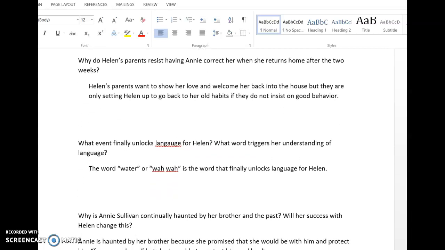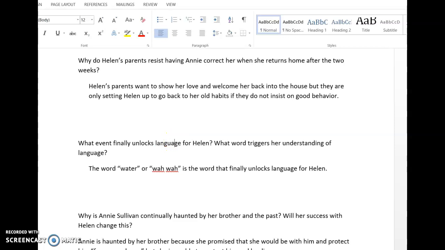Okay, why do Helen's parents resist having Annie correct her when she returns home after 2 weeks? Helen's parents want to show her love and welcome her back into the house, but they really don't want to enforce the behavior that Annie's been teaching her for the past couple of weeks. So Annie's concerned, the parents are not too concerned, but Annie's concerned that she's just going to relapse into her old ways of eating off of people's plates and not having very good table manners and being a terror in the household.